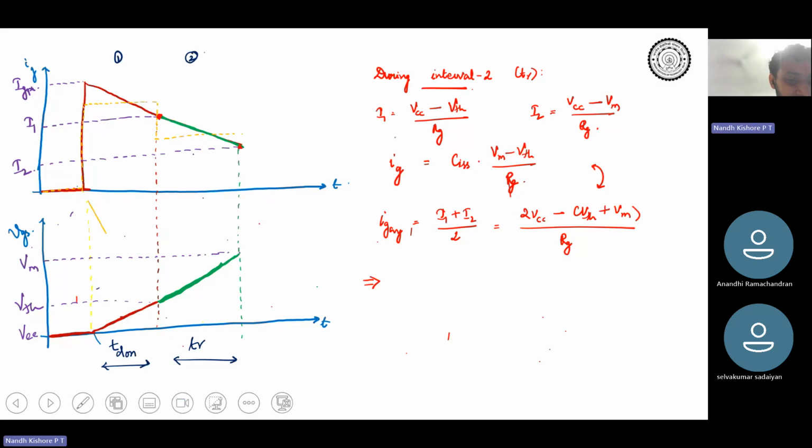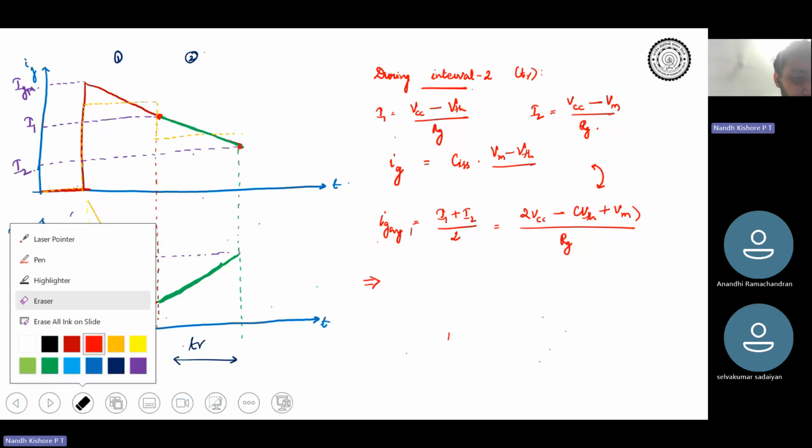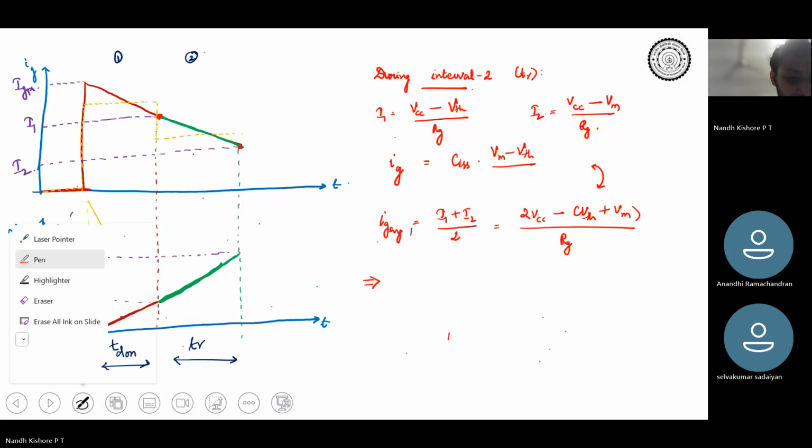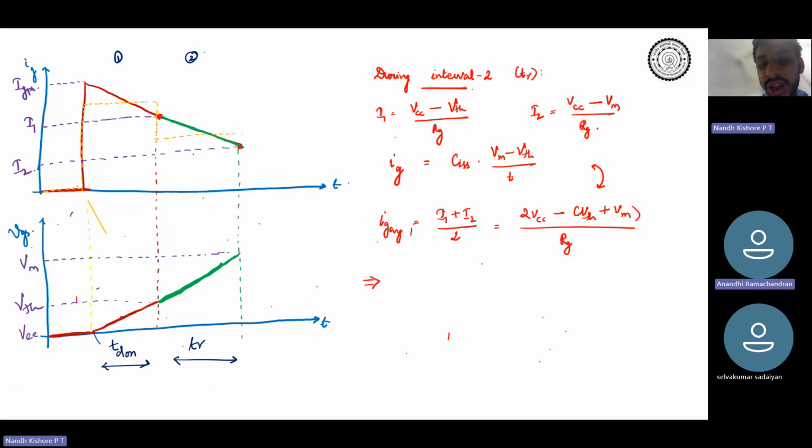Oh, sorry, I made a mistake. So this would basically be TR. TR. Correct. C dV by dt. Okay, so from here you can write directly what is TR, right? Just equate both of these, you will write, right? So what would be TR?